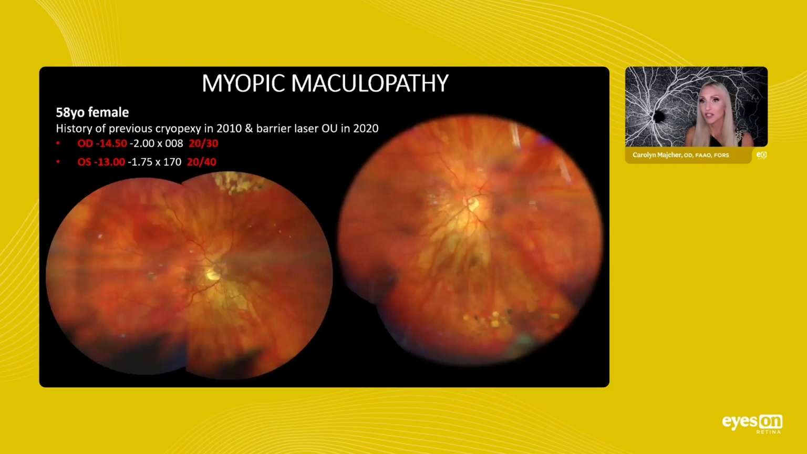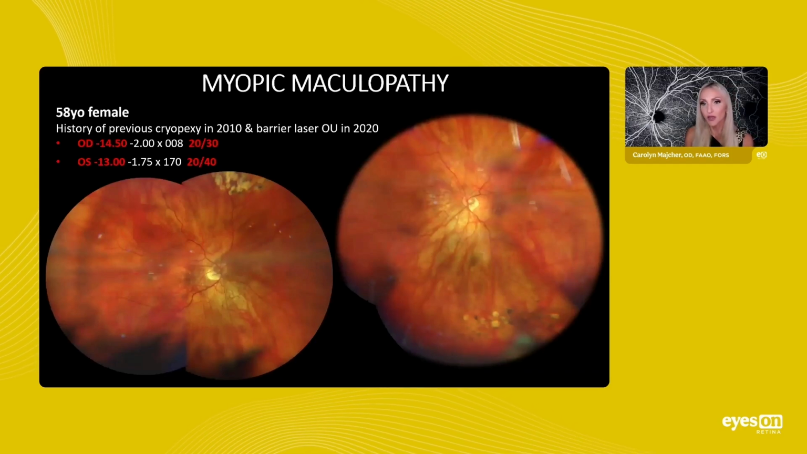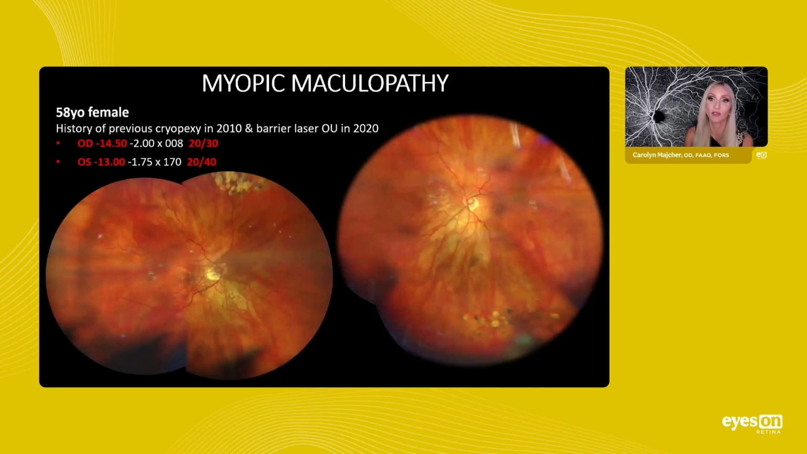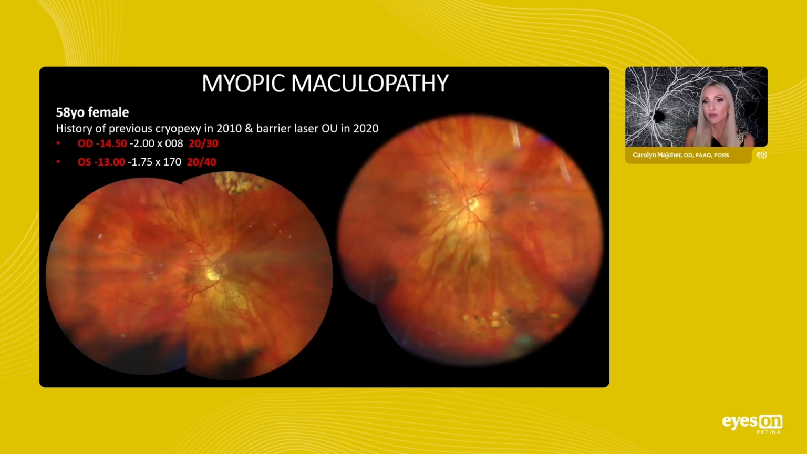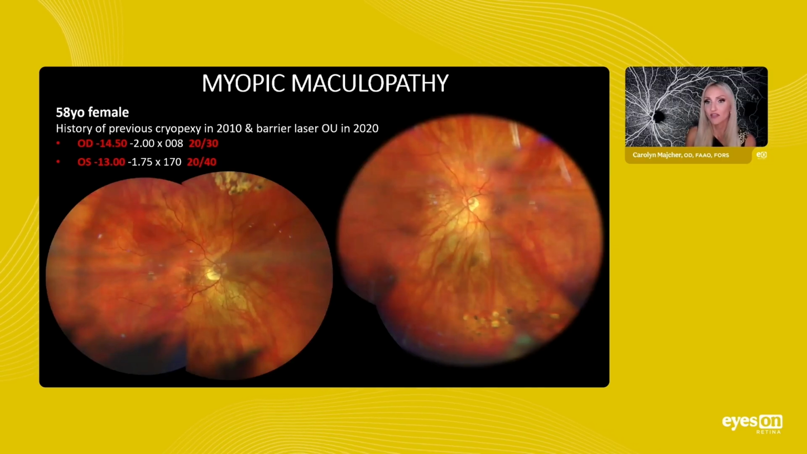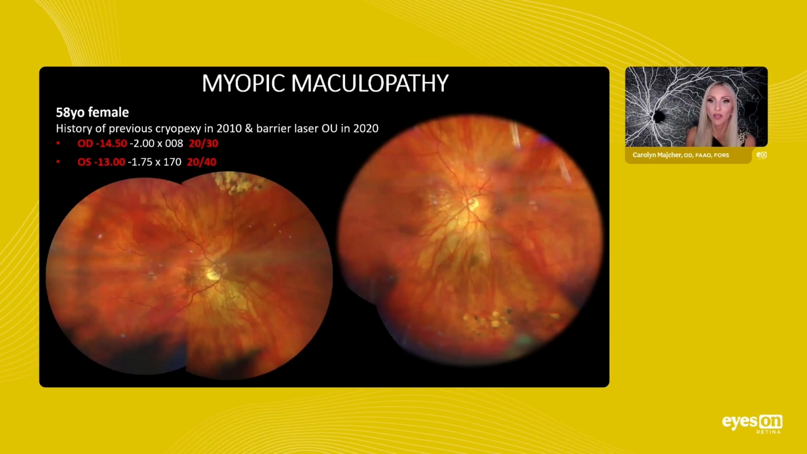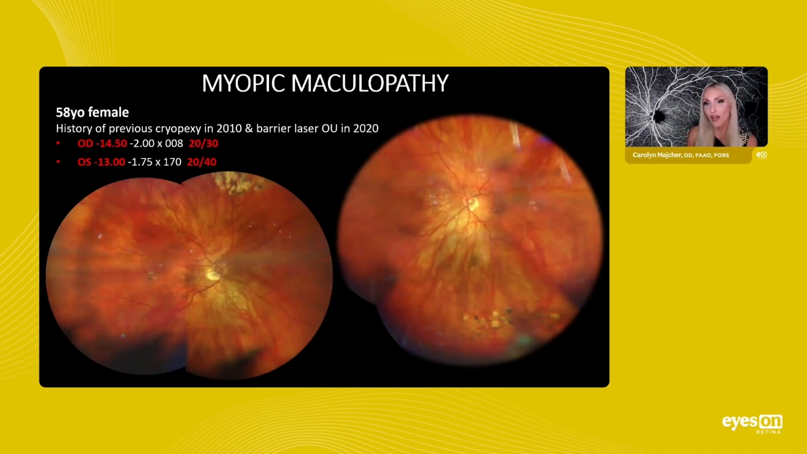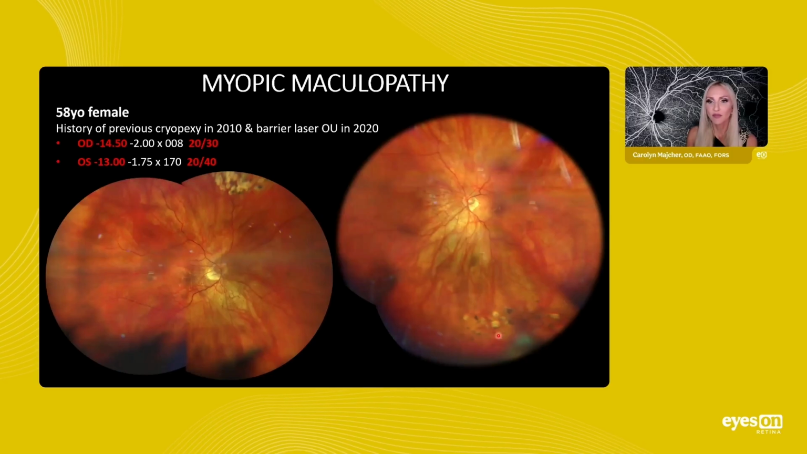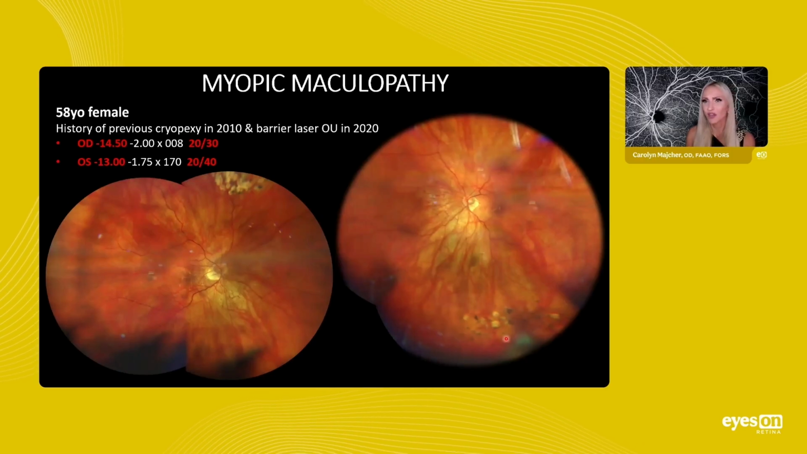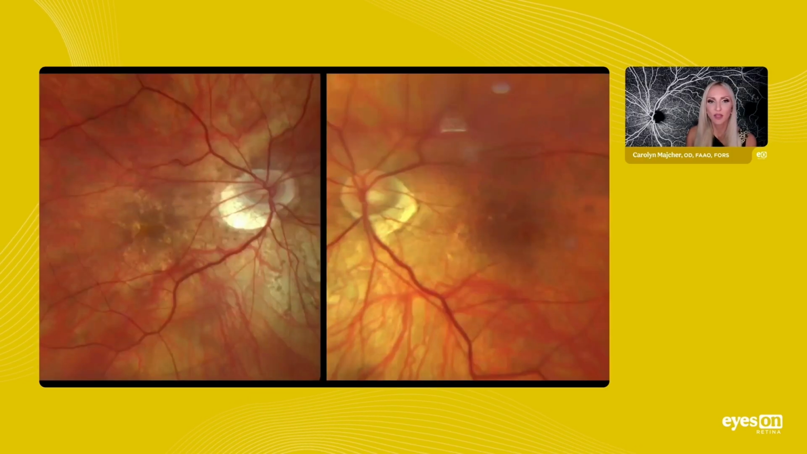Our next case is a patient with very high myopia, approximately 14 diopters in each eye, with mildly reduced best-corrected visual acuities of 20/30 and 20/40. We can see on her ultra-wide field Clarus color fundus photography, she's had some past barrier laser treatment done for some retinal breaks.